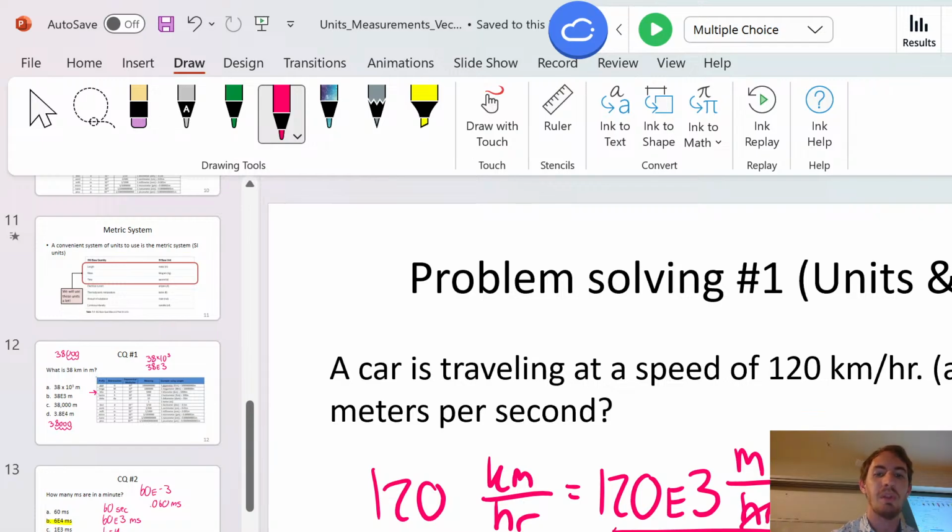We just move that decimal place over 1. And we get 0.033 if we want to do that there.